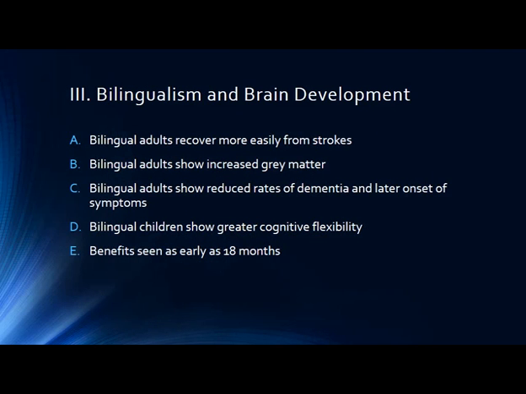A couple other notes I thought you would find interesting. Bilingualism: there's huge interest in the effects of bilingualism on cognition and intelligence, and the difference between learning a language as an adult versus a child. We do know that bilingual adults recover more easily from strokes. They have increased gray matter volume. They show reduced rates of dementia and later onset of dementia symptoms. Bilingual children show greater cognitive flexibility. We can see some of these benefits as early as 18 months.